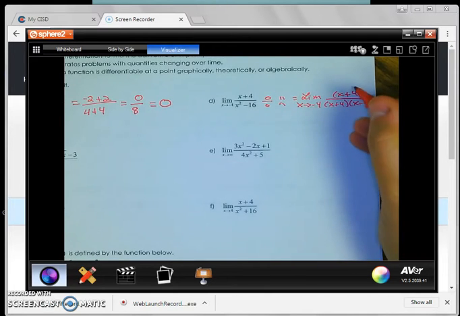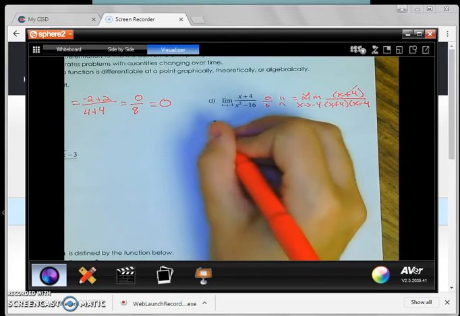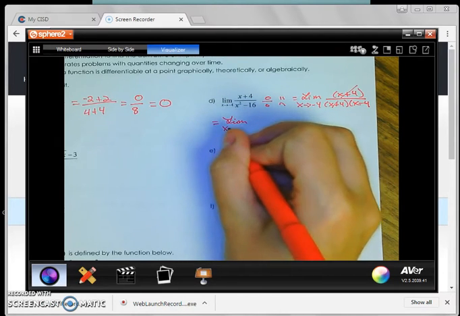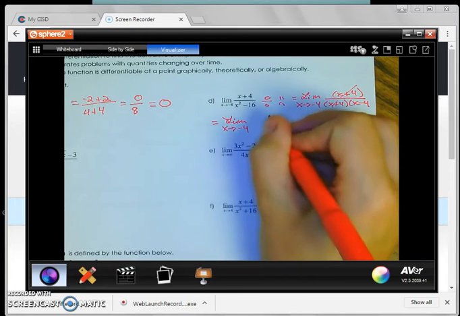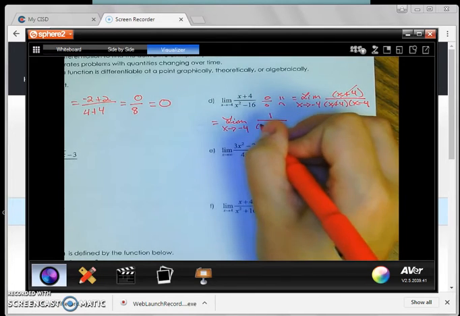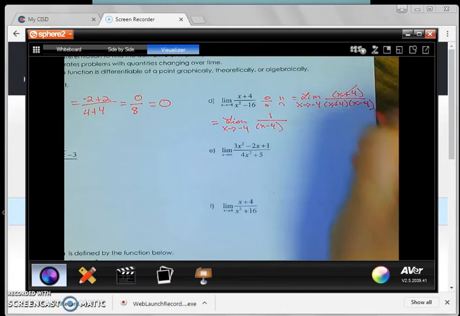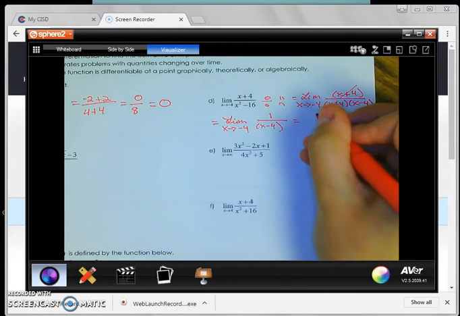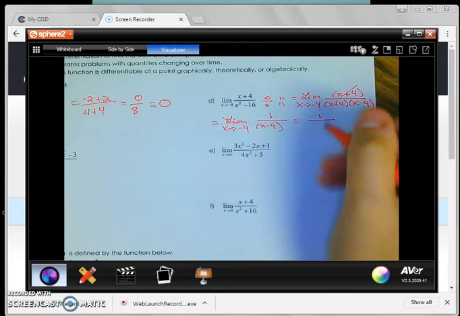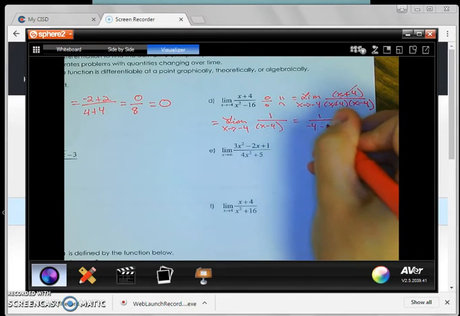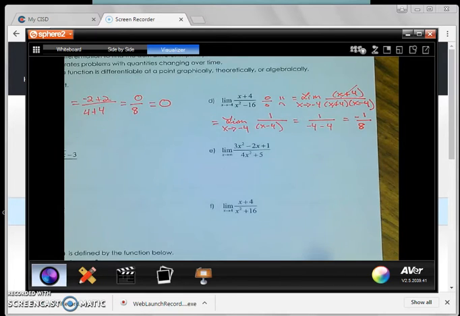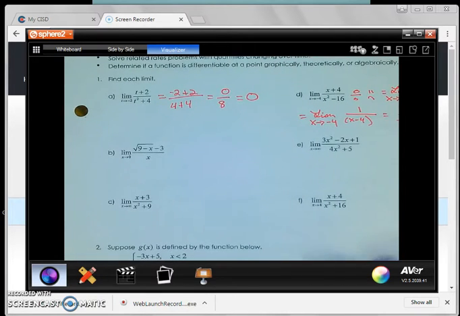Here, you can cancel. This is mathematically equivalent to the limit as x approaches -4 of 1 over x minus 4. Now you're going to just plug in again. This time, now I can drop the limit. Remember, you don't drop the limit until you actually plug in. So you have -4 minus 4, and your answer is going to be -1/8. Okay, and we'll go back over here.